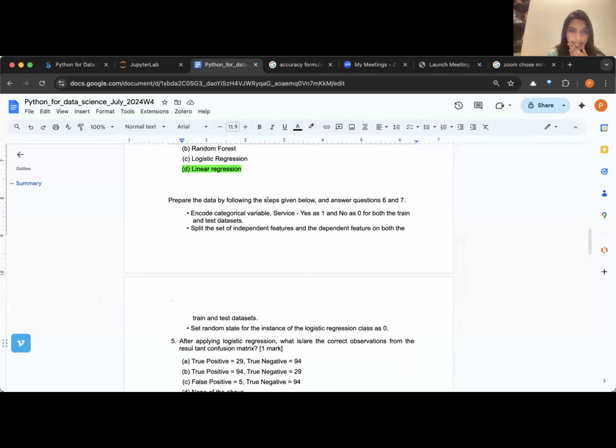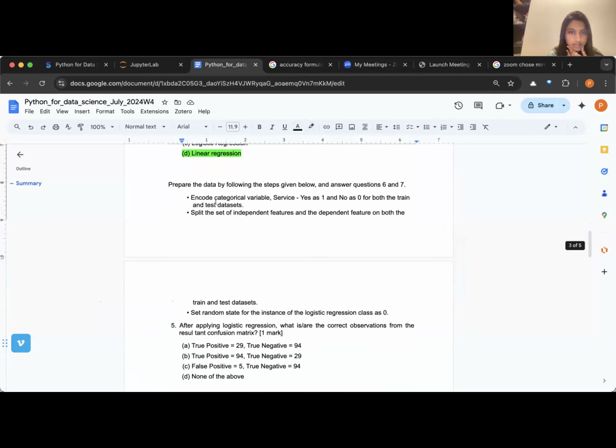Okay, next. Prepare the data by following the steps given below and answer questions. Encode the categorical variable service. They have a service column, and you need to encode yes as 1 and no as 0 for both train and test data sets. The next task is to split the independent features and the dependent features. They already have split test and training, but they haven't split X and Y. Here, the dependent feature would be service and everything else would be independent.